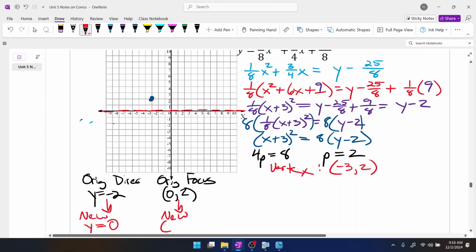What's that? Negative 3, 4. Because here's the other way to remember this. So negative 3, 4, here's your vertex. It's 2 units away from the directrix, and the vertex is 2 units away from the focus. And for the latus rectum, it's going to be the absolute value of 4 times 2, which is 8.